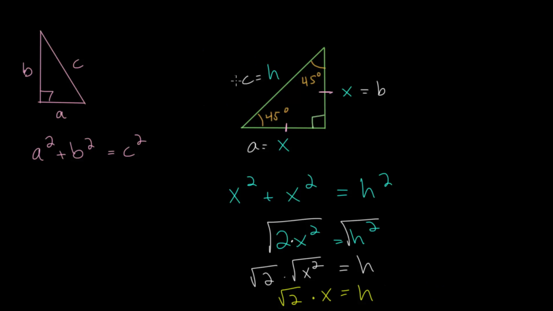So in the end, we can just replace this with root 2 times x. So all three of these sides are related in a nice way where whatever these side lengths are, the hypotenuse is just the square root of 2 times these side lengths.